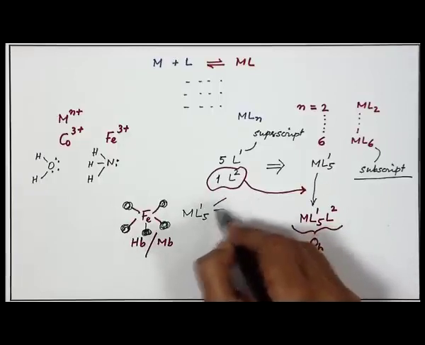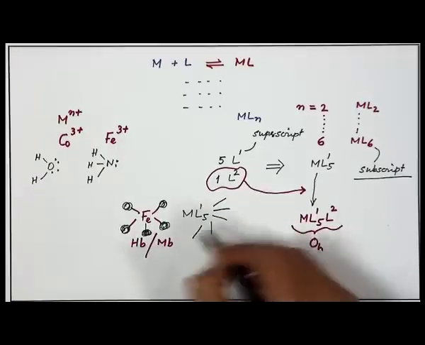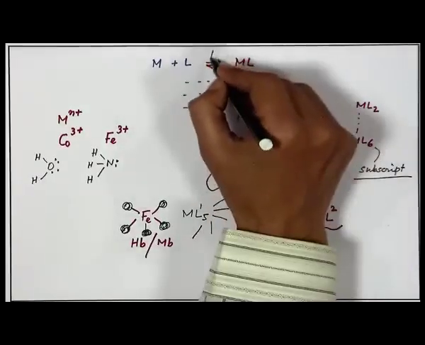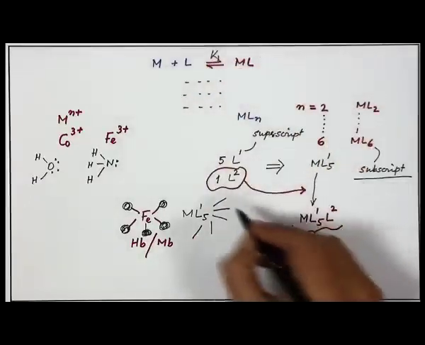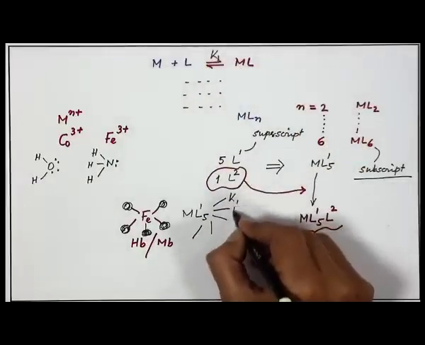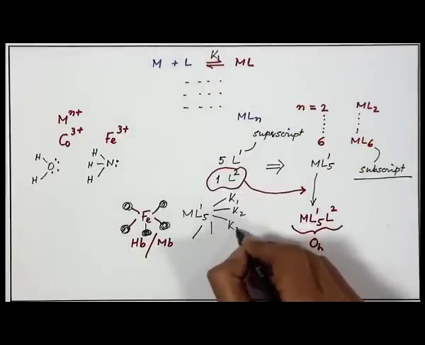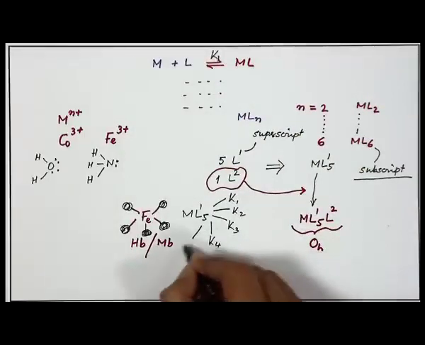So, if we consider the 5 steps, this is your equilibrium K1. So, we can have K1, we can have K2, we can have K3, we can have K4, and we can have K5.